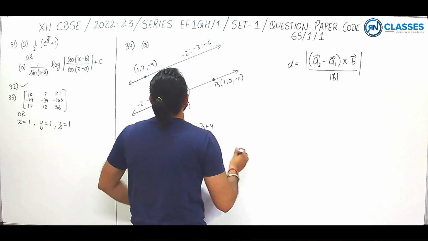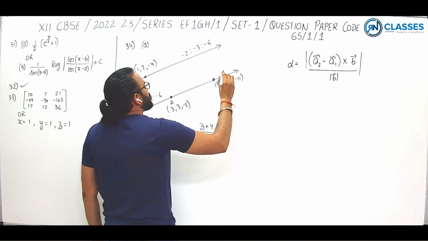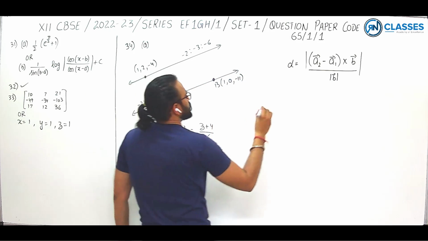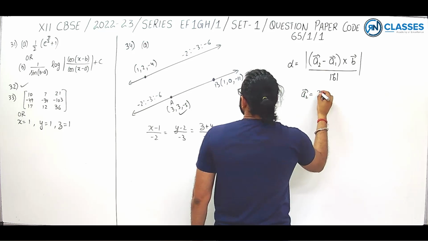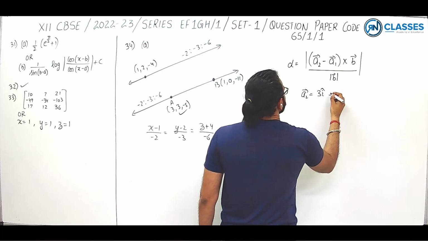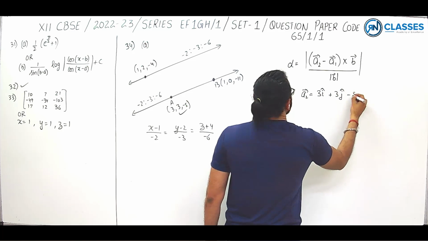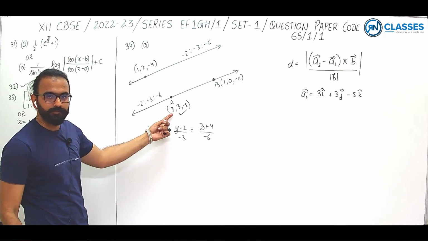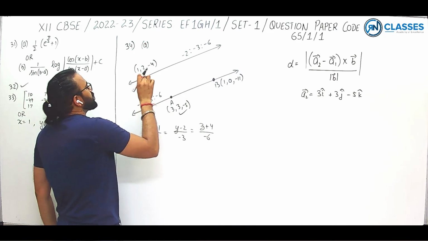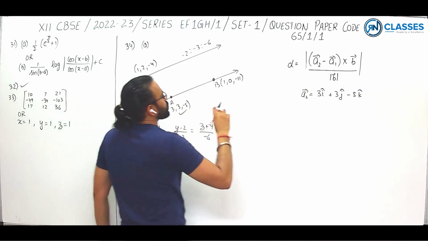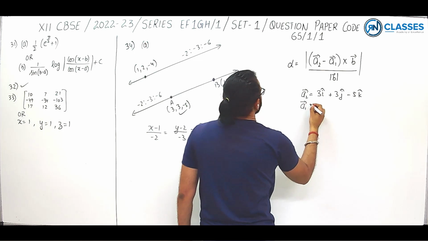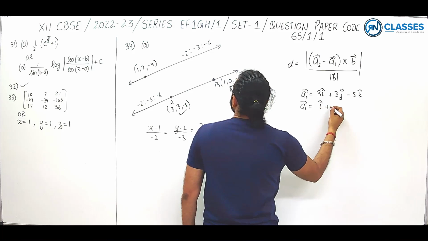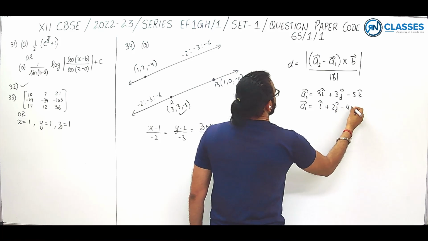a2 वेक्टर है इस लाइन के ऊपर कोई भी एक पॉइंट, से मैं ये ट्रीट कर लेता हूं. a2 वेक्टर is 3i cap plus 3j cap minus 5k cap. That is basically the position vector corresponding to this point. a1 vector is position vector corresponding to the point on another line, that is a1 vector is i cap plus 2j cap minus 4k cap.